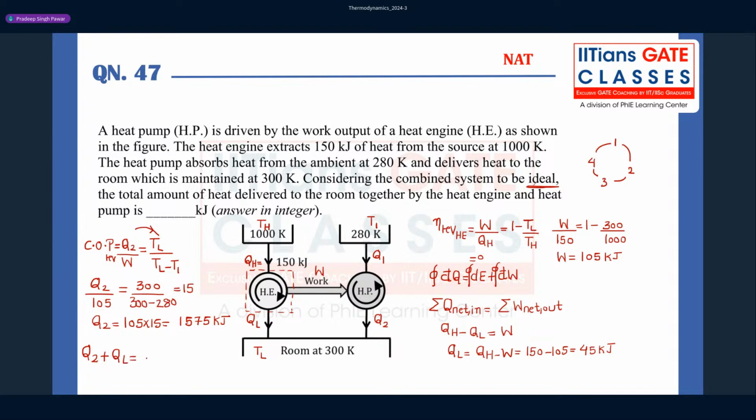The question is asking us to calculate the net heat delivered to the room. So we have to add both of them: 1575 plus 45, you get 1620 kilojoule. So this is the answer. A simple problem: application of the first law, definitions of a reversible heat engine, the efficiency relation for the reversible heat engine, and the reversible COP for a heat pump. Application of those concepts. Simple questions. The answer is 1620.